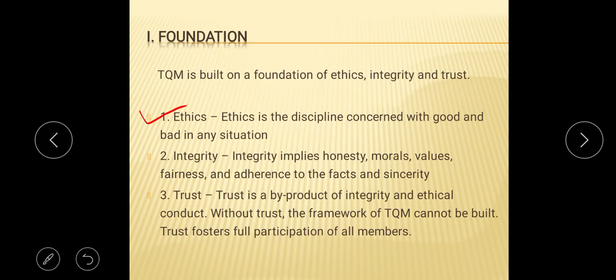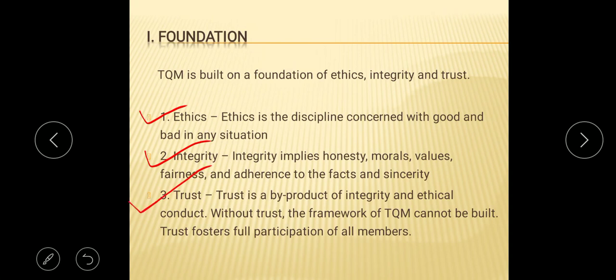Next is integrity. Integrity implies honesty, morals, values, fairness, and adherence to the facts and sincerity. These characteristics are what customers, internal or external, expect and deserve to receive. People see the opposite of integrity as duplicity. TQM will not work in an atmosphere of duplicity.